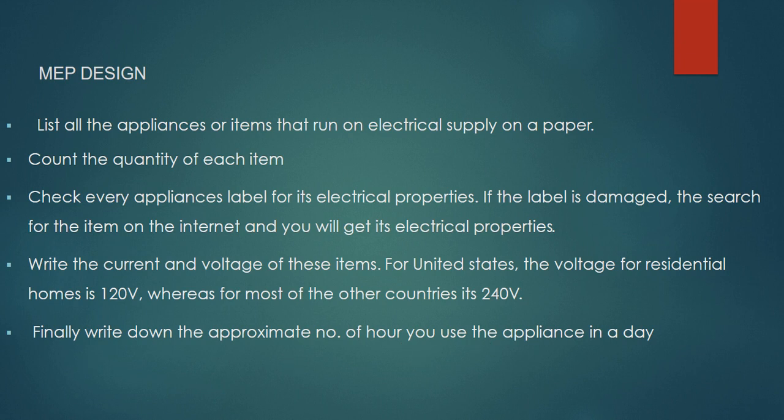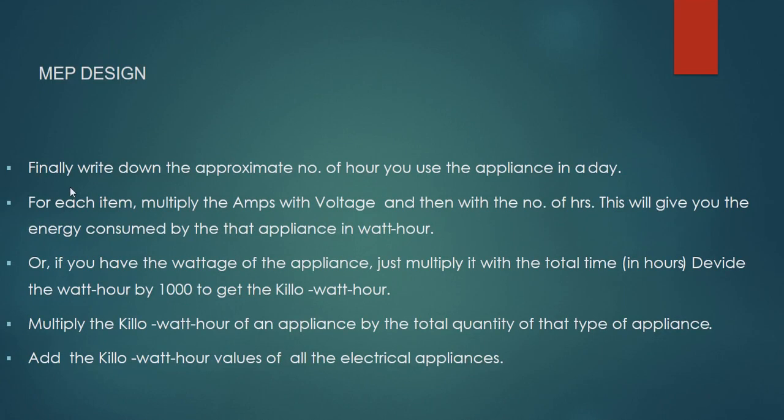Now going to the next slide. The next point is to write down the approximate number of hours you use the appliance in a day. For example, you have a tube light. How many hours do you use it per day? Next, for each item, multiply the amps with the voltage and then the number of hours.